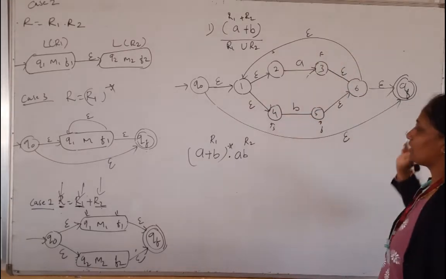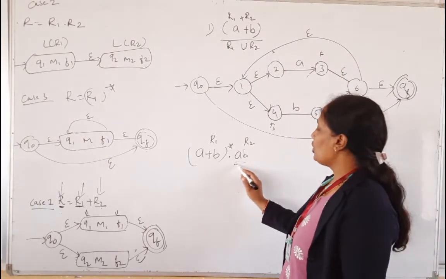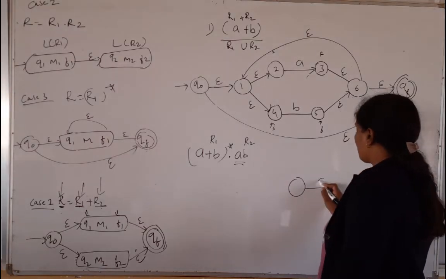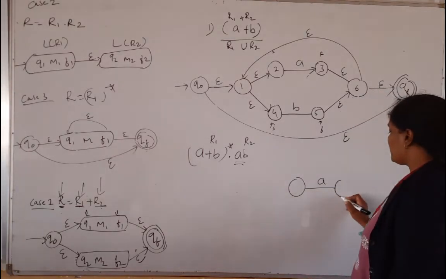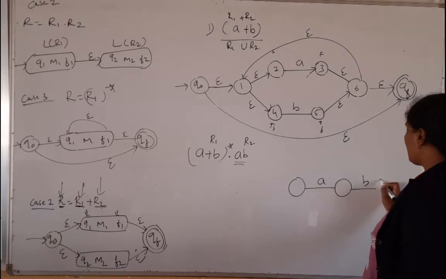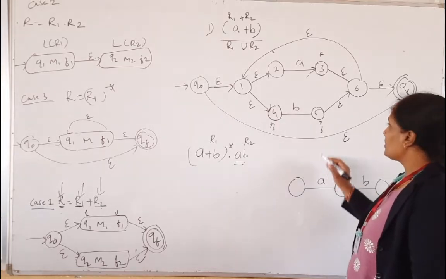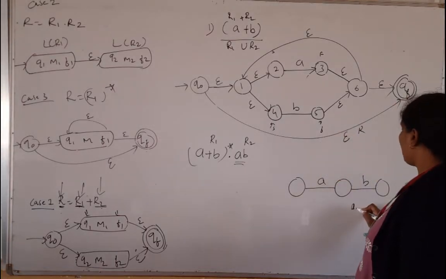Okay. So I already know the FSM to accept (A plus B) star. So this is my FSM. Next, I should draw the machine to accept what? AB. Okay. So how does that machine look? So first, when A comes, it will change its state to the next, and when B comes, it will change its state to the next state.